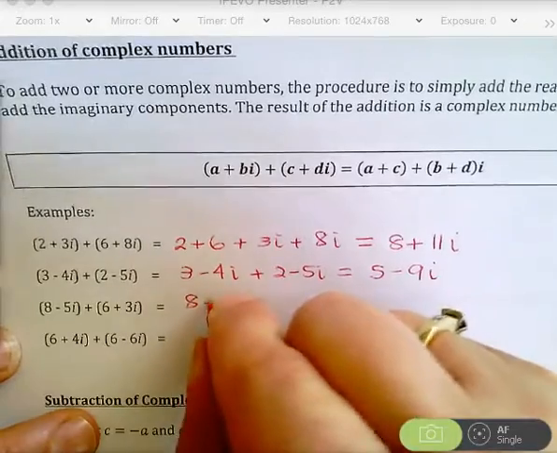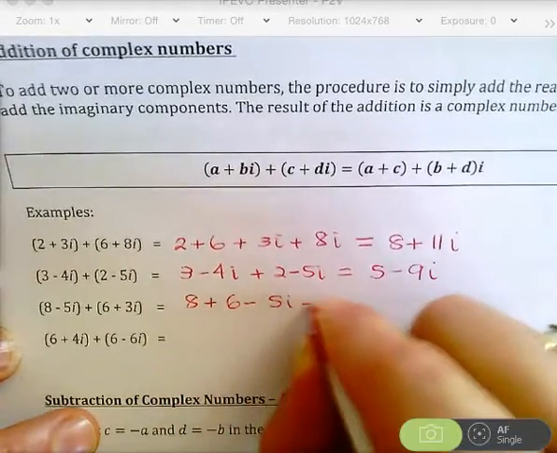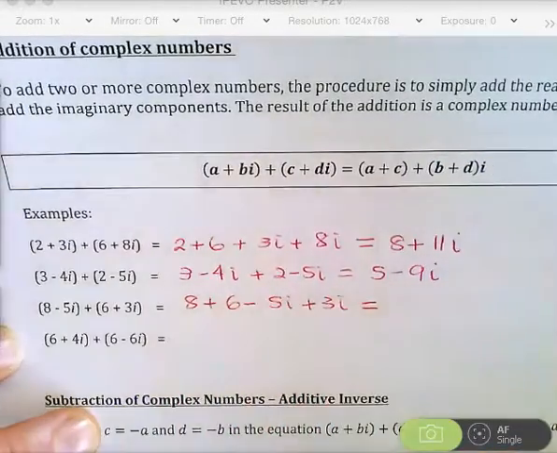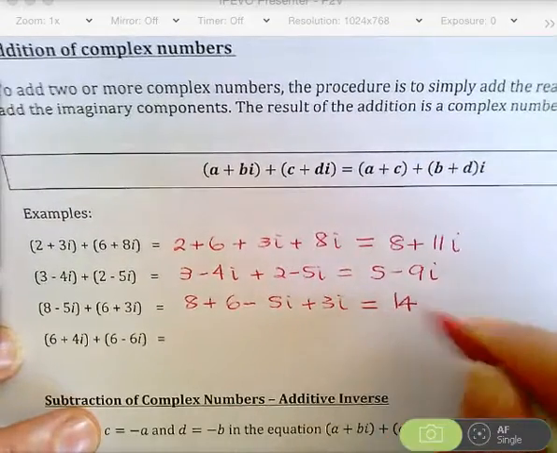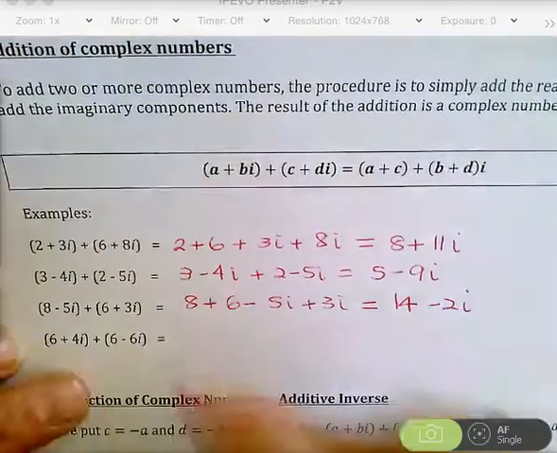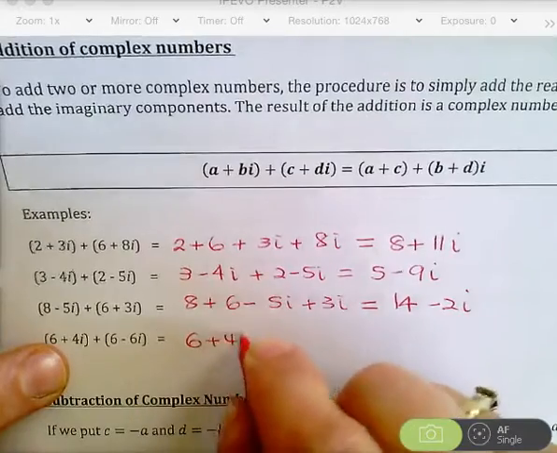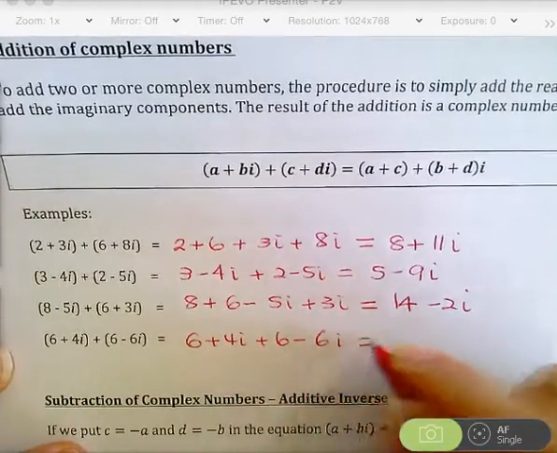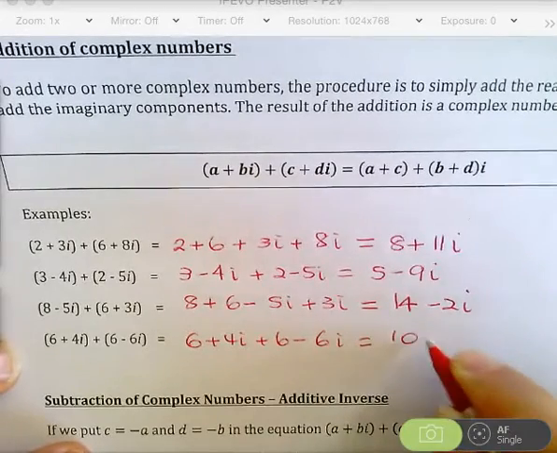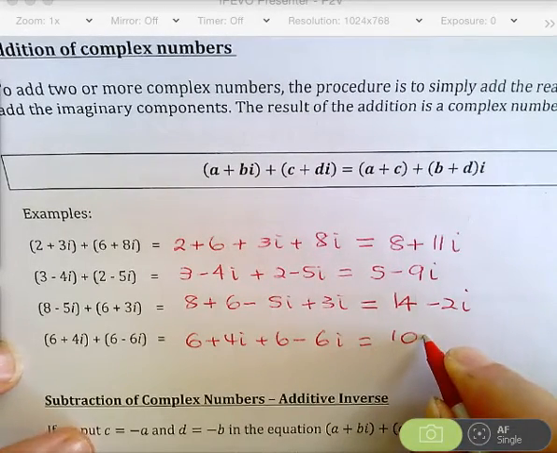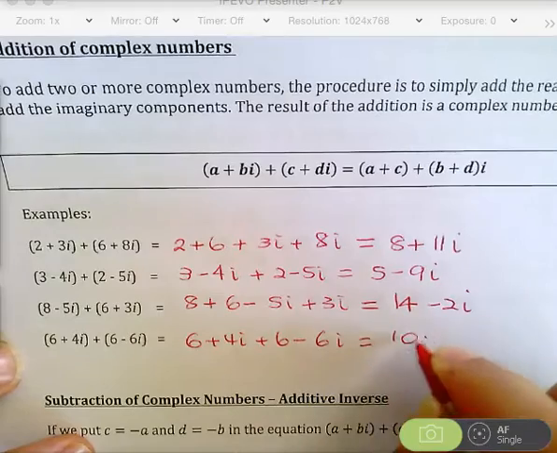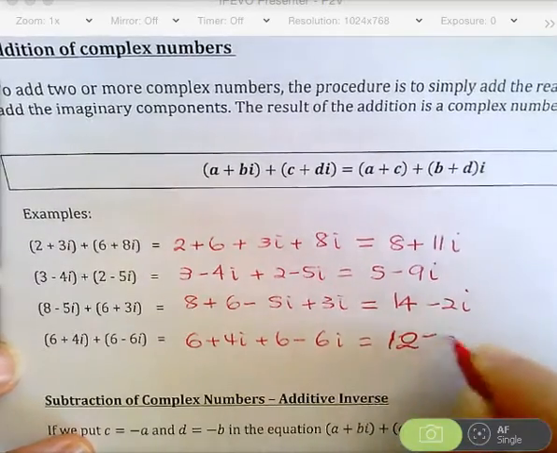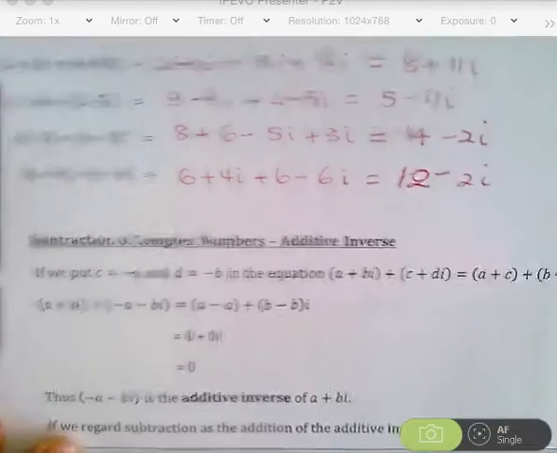This is 8 plus 6 minus 5i plus 3i. These are just really basic. What have you got? 14 minus 2i. It's just like algebra. 6 plus 4i plus 6 minus, sorry, I forgot to put them together, minus 6i. What do we get? 10, 12, minus 2i. Good. Okay, really basic.